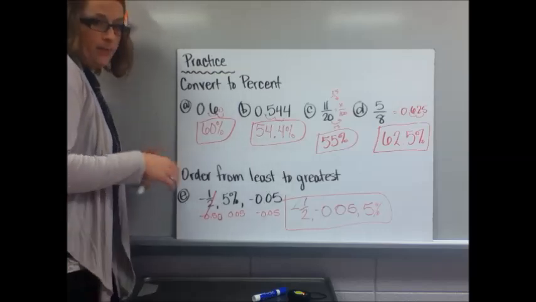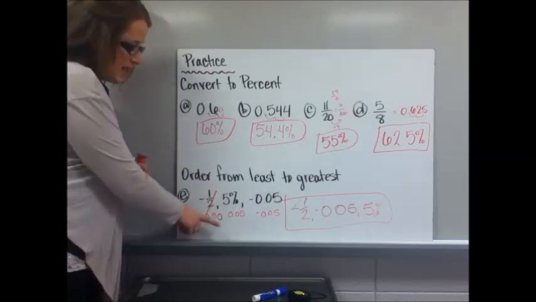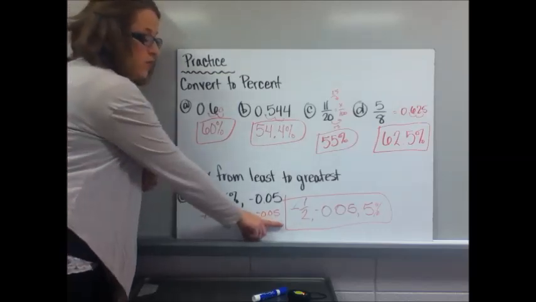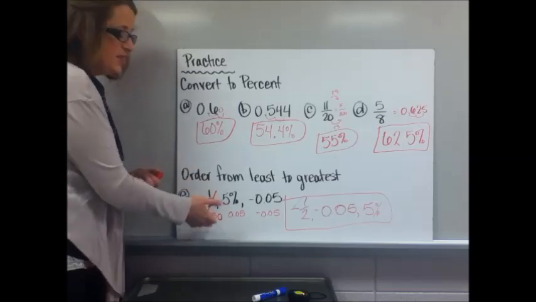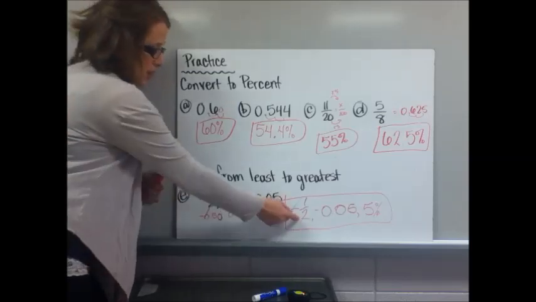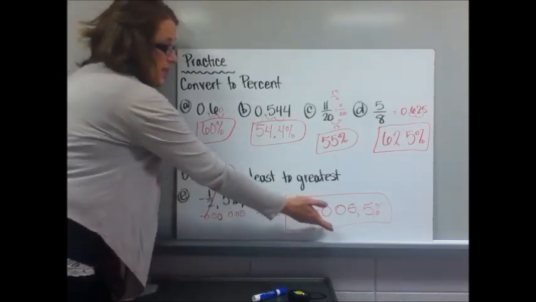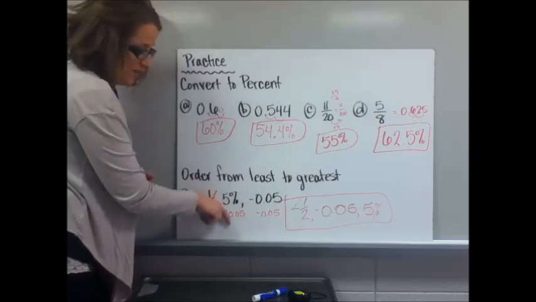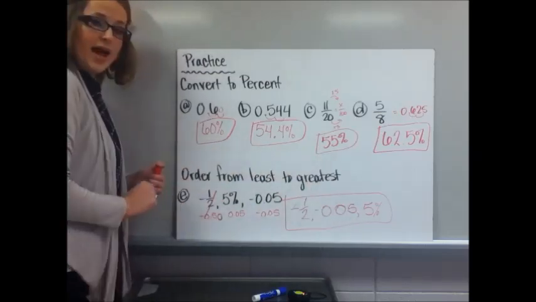Or think of it this way. Are you more in debt if you owe somebody 50 cents or if you owe them 5 cents? A 50-cent debt is greater. So that one goes first. Then my next negative, and then my positive 5%, 0.05, is at the end.